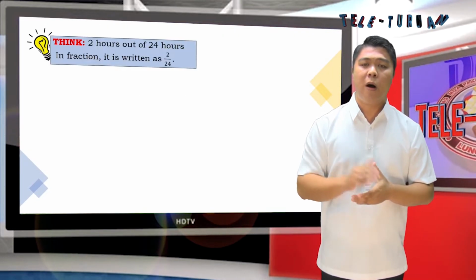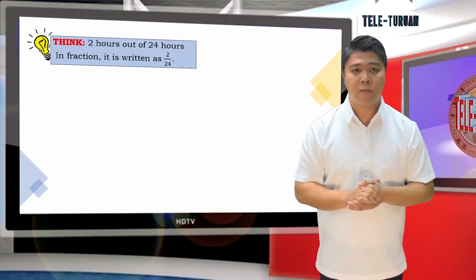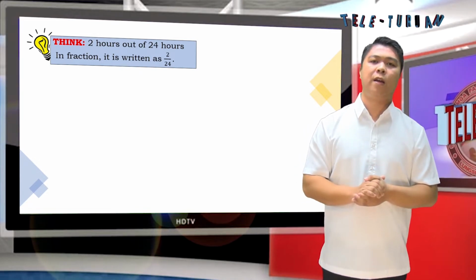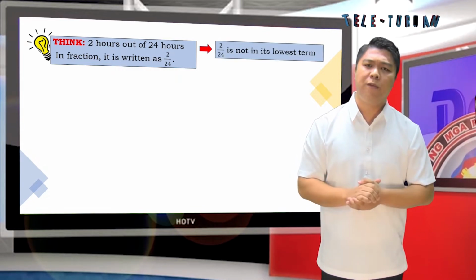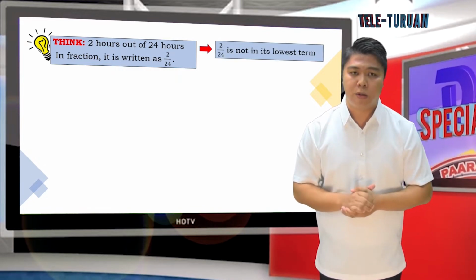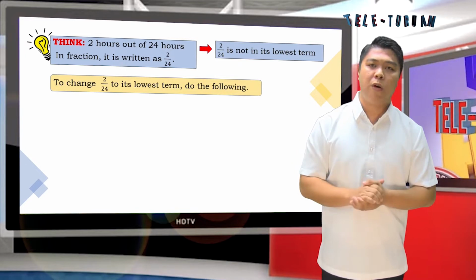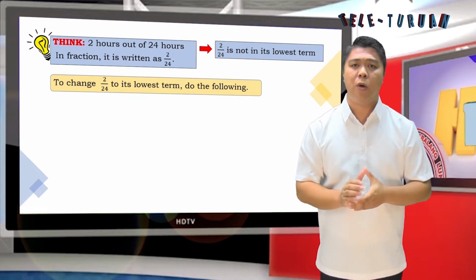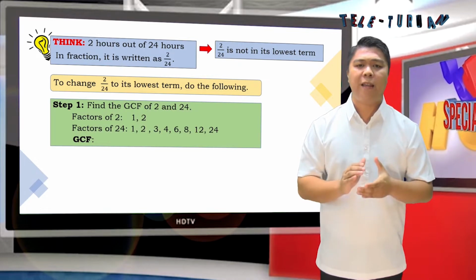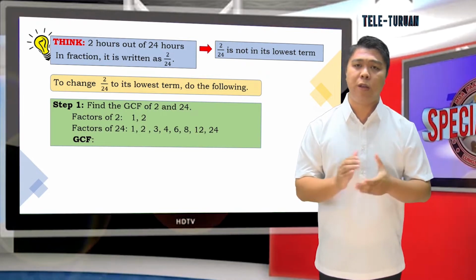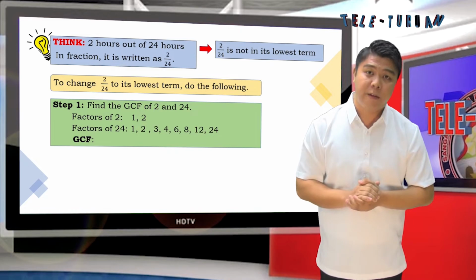Think. 2 hours out of 24 hours? In fraction, it is written as 2 over 24. And 2 over 24 is not in its lowest term. To change 2 over 24 to its lowest term, we have to do the following. Step 1. Find the GCF of 2 and 24 by listing all their factors.